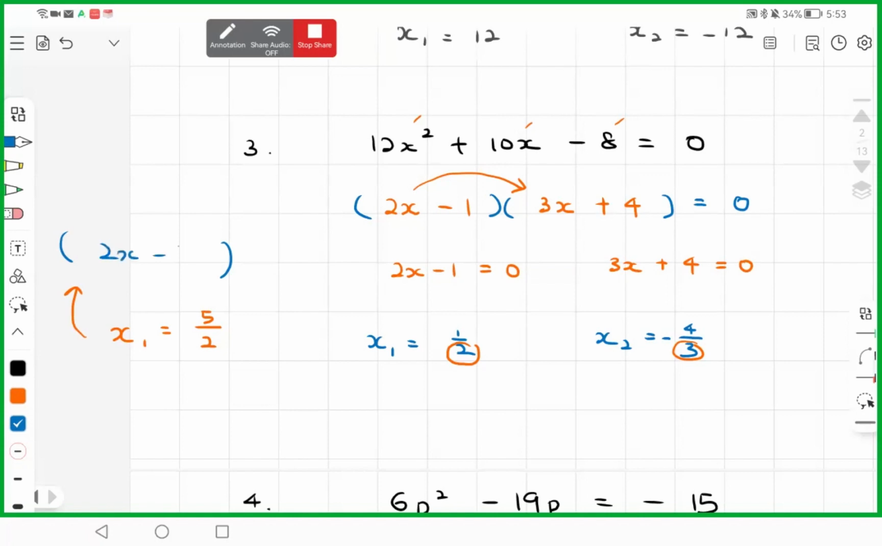2x minus 5. Yes, you got it. Correct. Okay, so let's proceed.